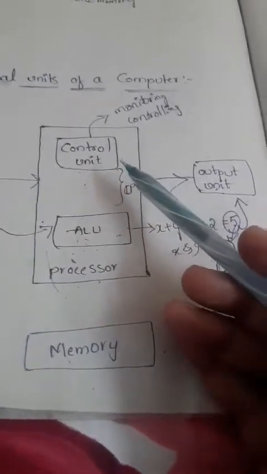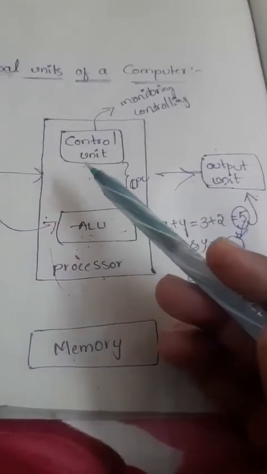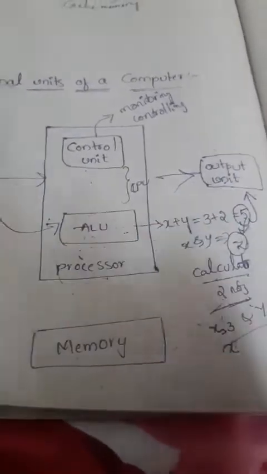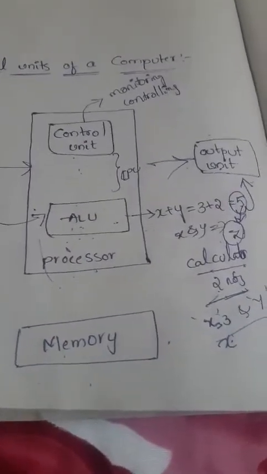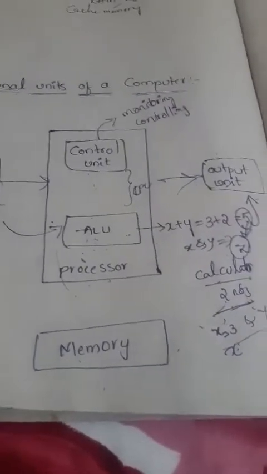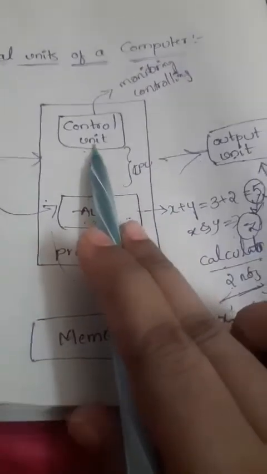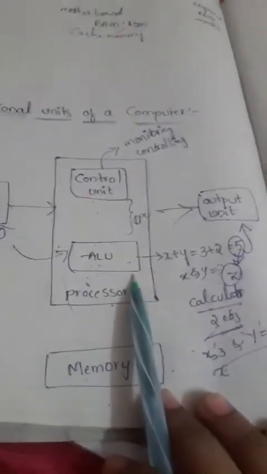Okay, so now coming to the control unit, what will it do? The control unit is nothing but it controls all the activities. As we know, in the entire computer system, the main part is the motherboard. In the motherboard, the important part is the CPU. In the CPU, the important part is the control unit. So the control unit monitors the entire activities of the CPU.